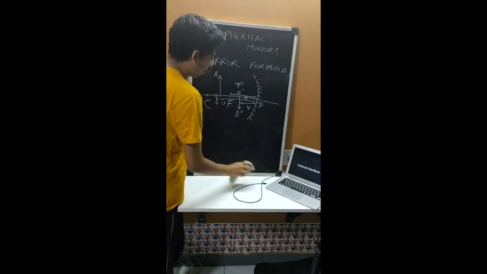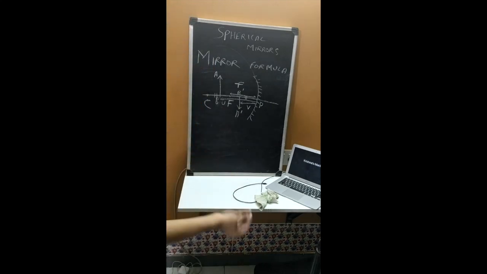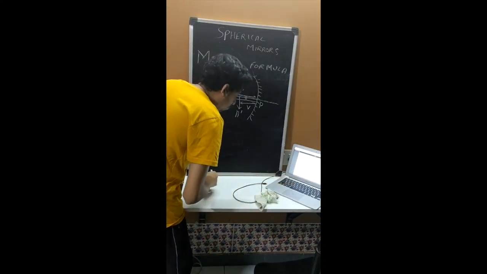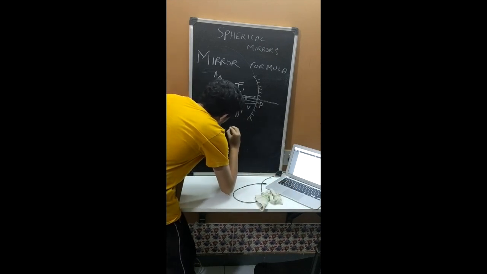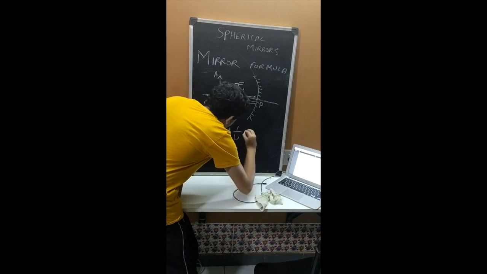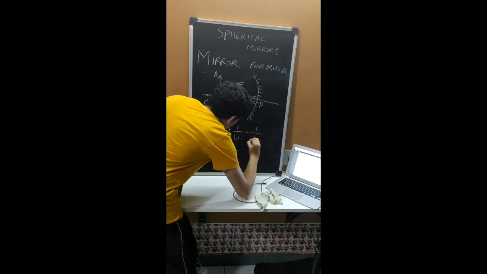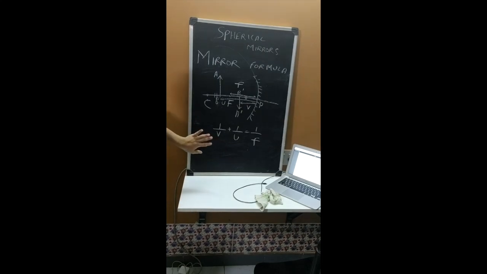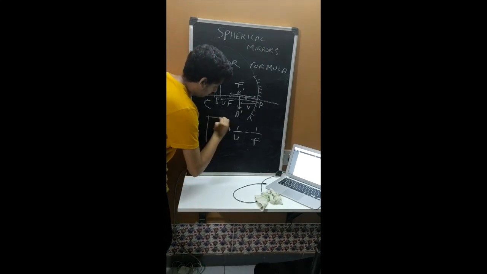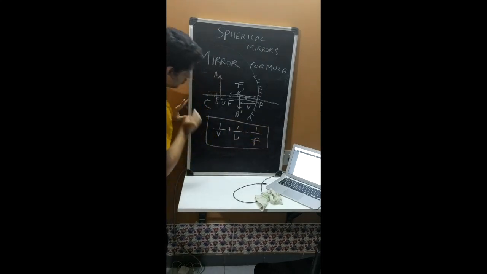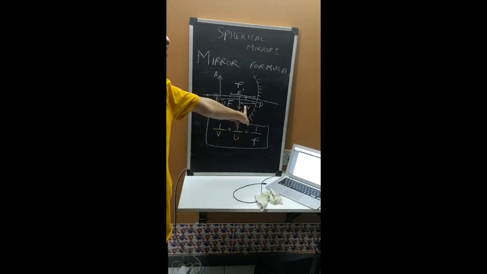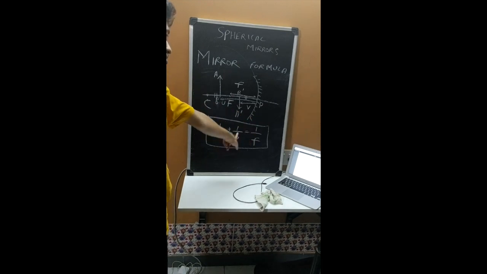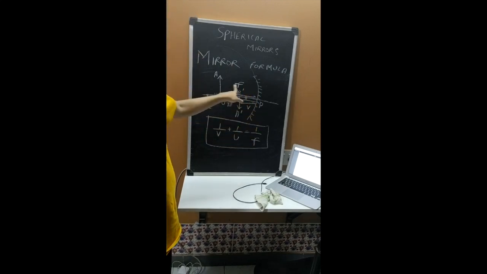Now after we have completed all of this, let us finally come to the mirror formula. That is 1 by v plus 1 by u equal to 1 by f. This is the mirror formula. Note it down. So v is the distance of the image from the pole, u is the distance of the object from the pole, f is the focal length.